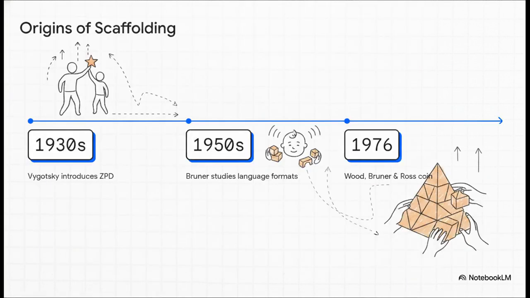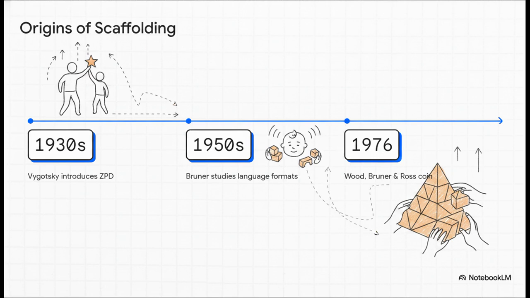Now, the intellectual lineage of scaffolding is actually fascinating. The term itself wasn't formally introduced to educational psychology until 1976, but its roots go way back. In the 1930s, Lev Vygotsky theorized that socially mediated learning allows students to reach potentials they just couldn't reach alone. Then, jumping to the 50s and 60s, Jerome Bruner studied how parents unconsciously create these highly structured routines, or formats, to help infants acquire language. But it was in 1976 that David Wood, Jerome Bruner, and Gail Ross formally coined the term scaffolding.